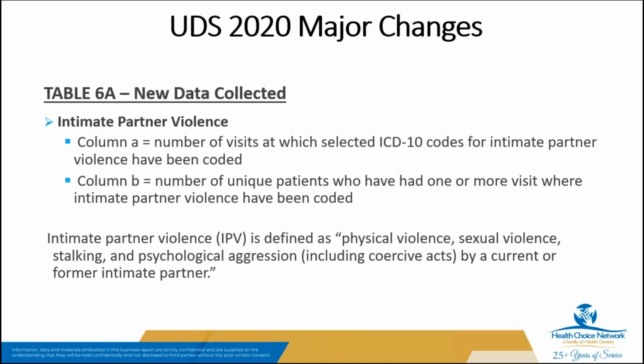Okay, so this is the one for intimate partner violence. Similarly, it's defined as physical violence or sexual violence, stalking, and psychological aggression by a current or former intimate partner. Again, this is something that affects health in a major way, and so they are collecting this data now. In column A, it will look at the number of visits at which selected ICD-10 codes that would indicate intimate partner violence has occurred have been coded in the patient's record, and then column B will show the number of unduplicated patients who've had one or more visits where intimate partner violence has been coded. Okay, next slide.